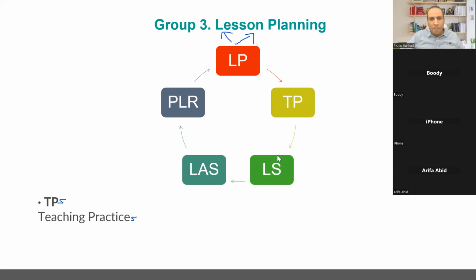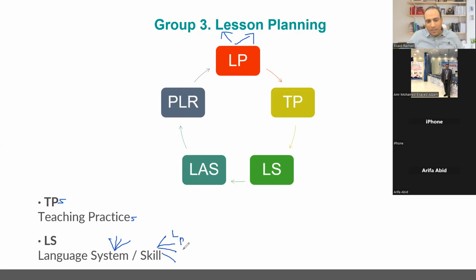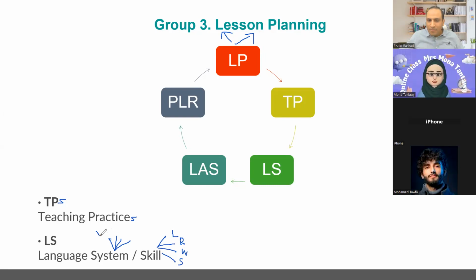LS? Language skills. It could be language systems or language skills. How many systems do we have in the language? We know the skills: listening, reading, writing, speaking. How many language systems? 4. We have 4 systems.